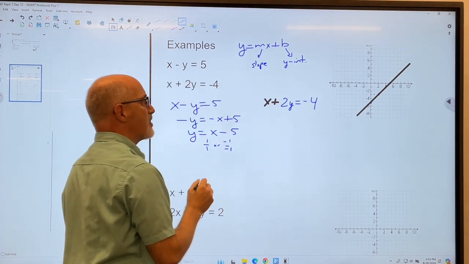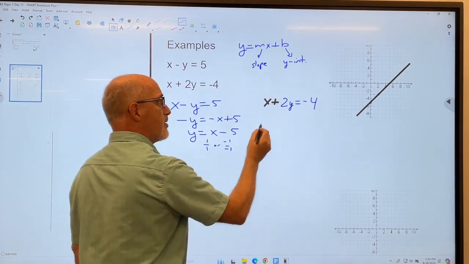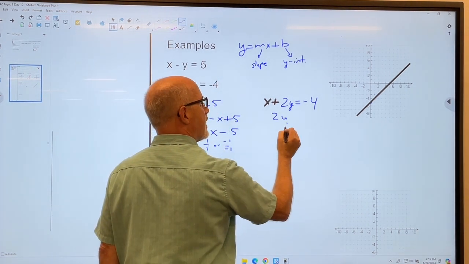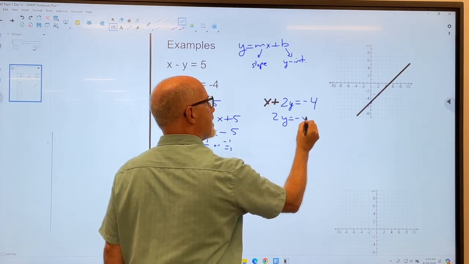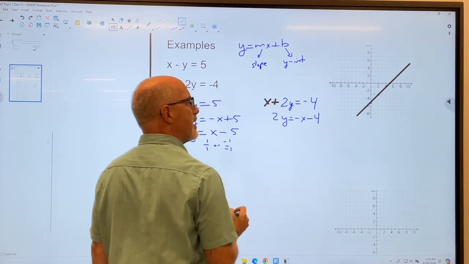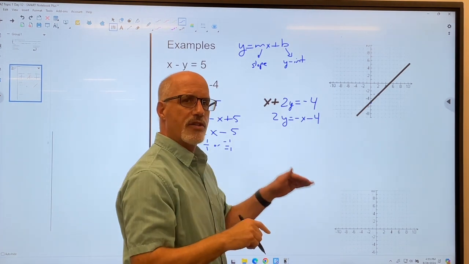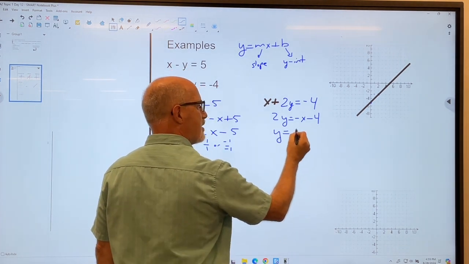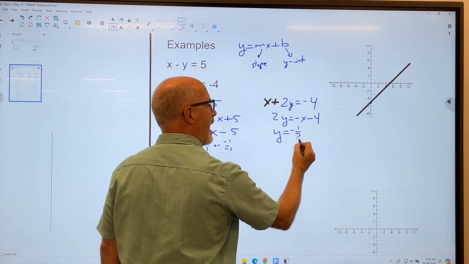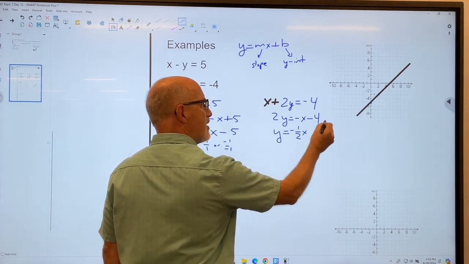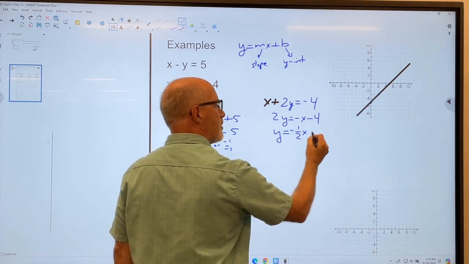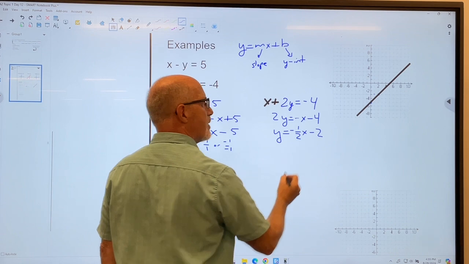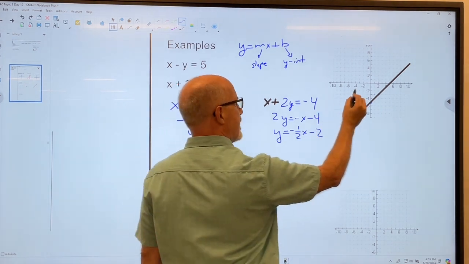I'm going to go ahead and subtract the x again to the other side. So 2y equals -x minus 4. And then I'm going to divide every term by 2. So this can be a y. If I divide this by 2, I'm going to get a -1/2 in front. And then -4 divided by 2 is going to be a -2. So this one I'm going to start at -2.